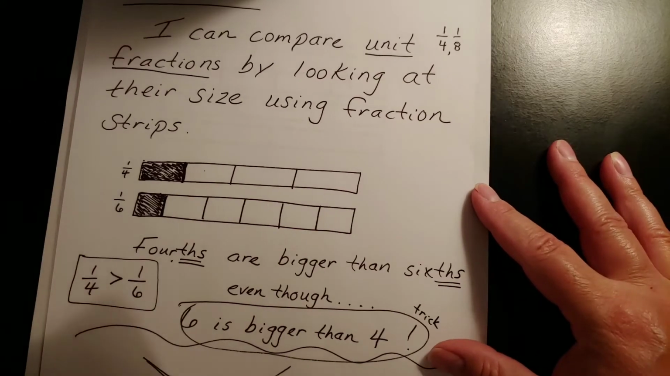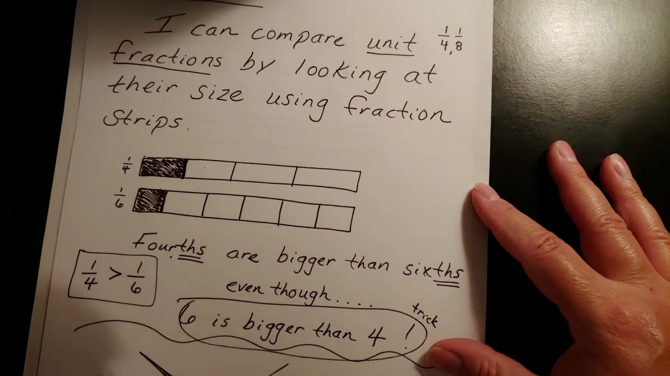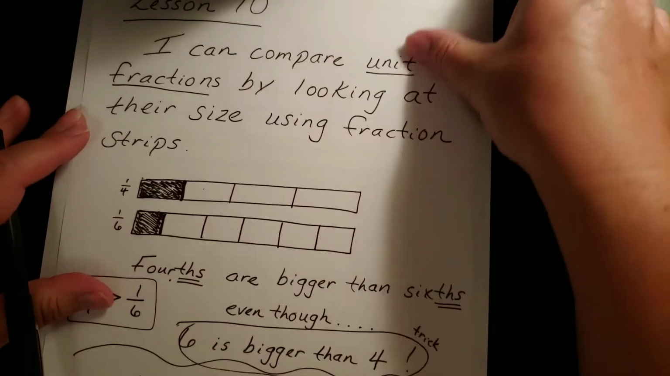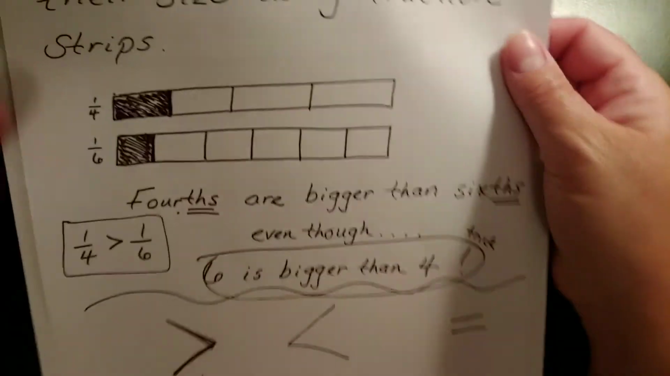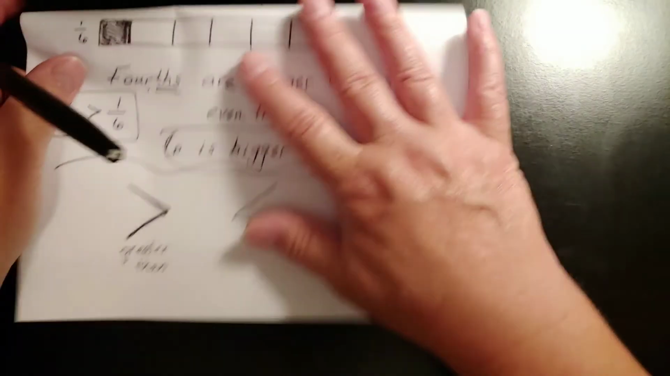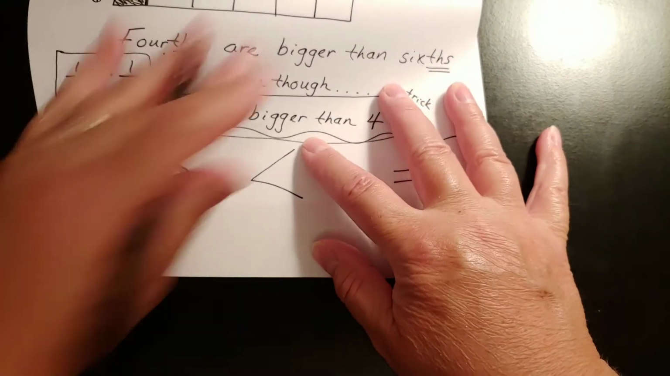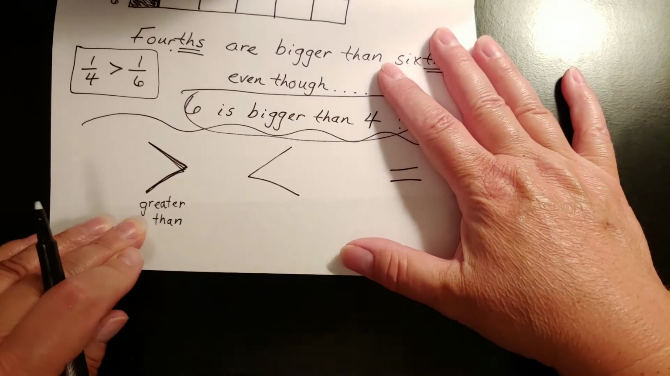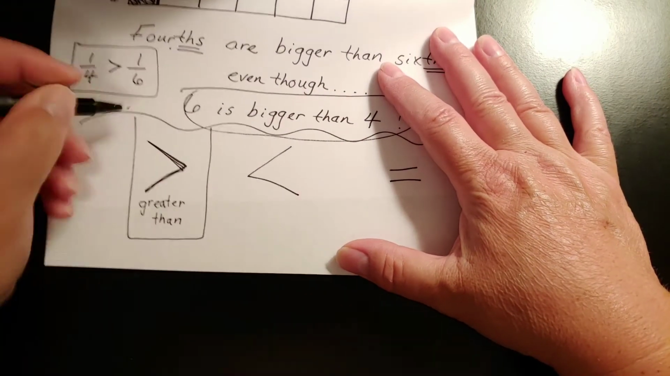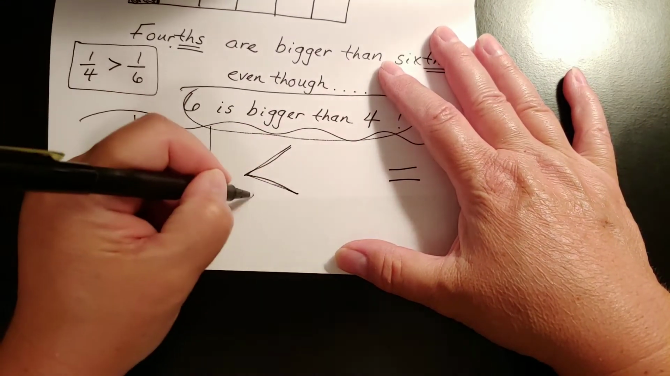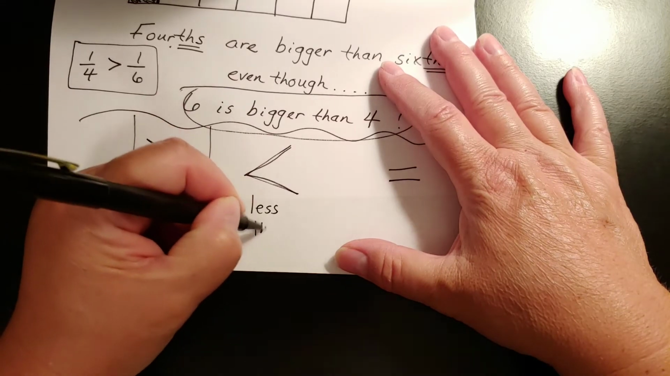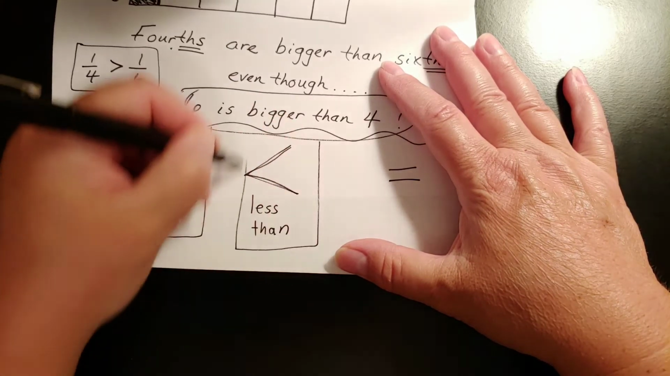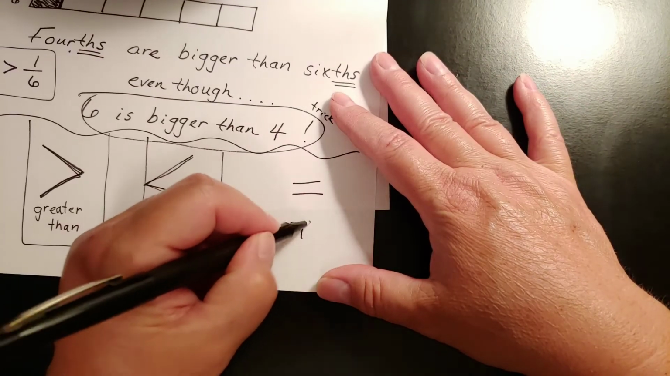So let's just review these real quick. This is greater than. Oops, you cannot see that. I am so sorry. Let's try that again. I'm going to fold this because it's the only way I can do it. Okay, here we go. That's better. So this is our greater than sign. This is our less than sign. And what's this sign? Yeah, equal to.